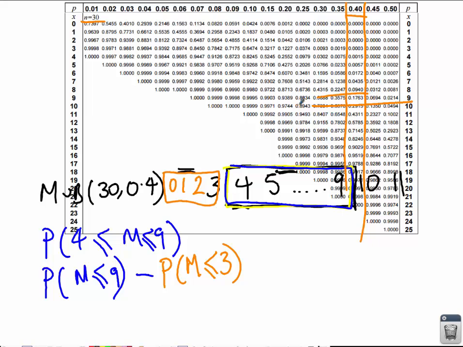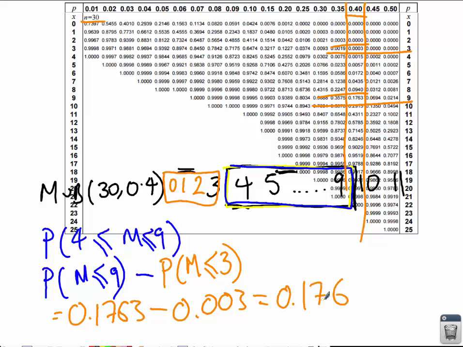That number is 0.1763 minus the probability of less than or equal to 3, which is 0.003. And if we do that subtraction, we get 0.176. And we don't need to round that to anything, because that's already three significant figures.